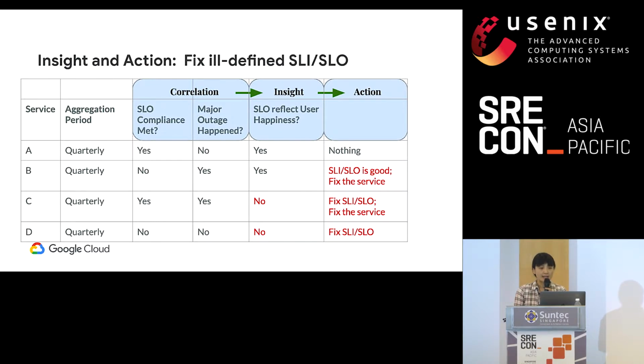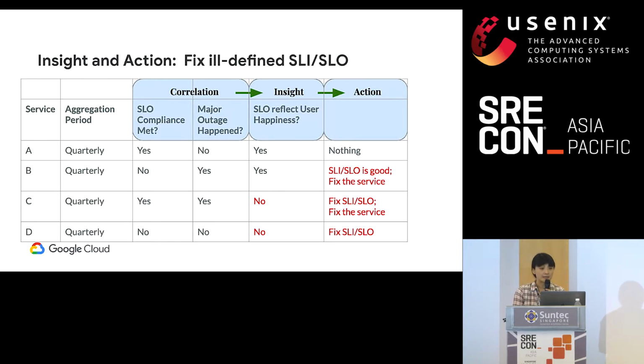For Service A, the quarterly SLO compliance result is good. And in this quarter, no major outage happened. So we conclude that SLO reflects user happiness. We don't have to do anything.